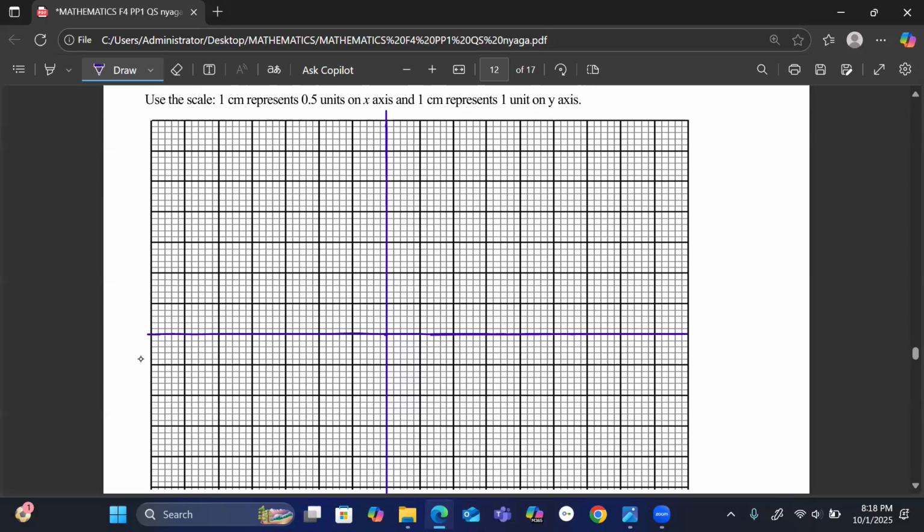We have 0.5. So this is 1, this is 2, 3. This is the x-axis. And then we have -1, -2, -3. 1 centimeter to represent 0.5. Then here on the y-axis we have 1, 2, 3, 4, 5, 6. Then you have -1, -2, -3, -4, -5.